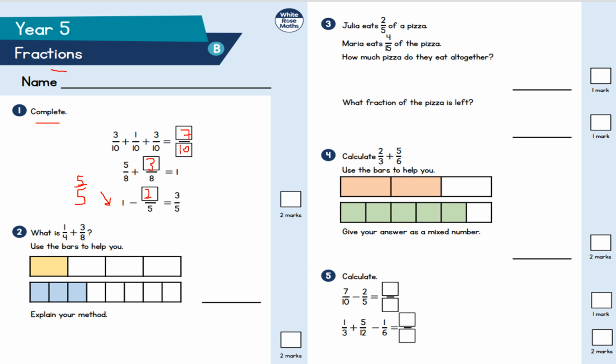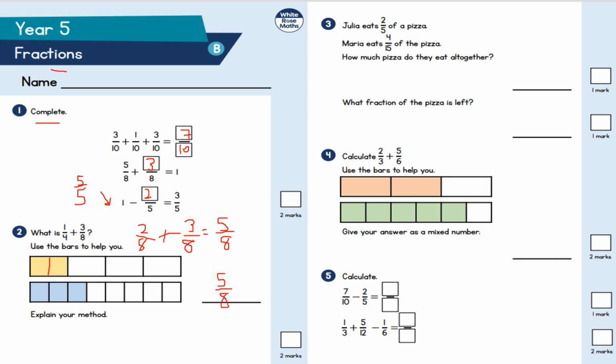Question number 2, what is 1/4 plus 3/8? Well, 1/4 is the same as saying 2/8. So I'm going to have 2/8 plus 3/8, which is equal to 5/8. The denominators of my fractions must be the same for me to add the numerators together, and that goes for subtracting as well.